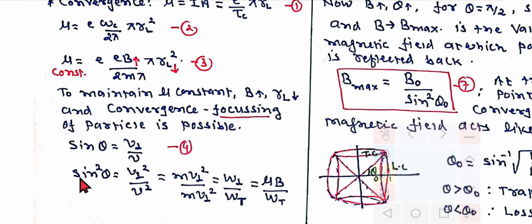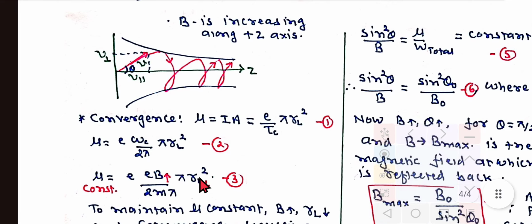Sin square theta equal to V perpendicular square over V square, so m V perpendicular square divided by m V square. Sorry for that, it is not V perpendicular in the denominator, it is the ordinary V, I mean total V. This is V total and this is V perpendicular.